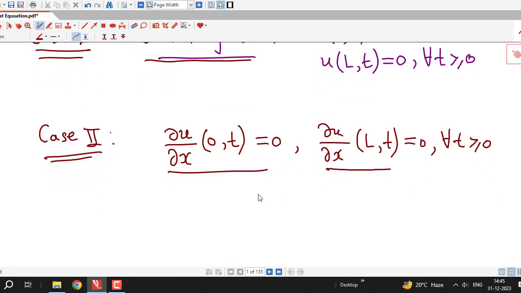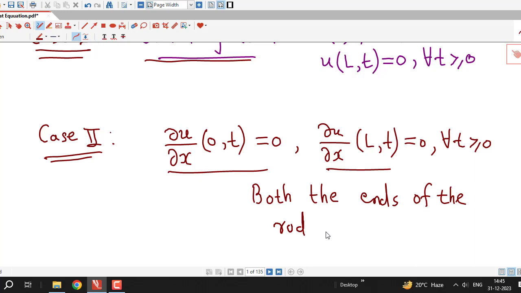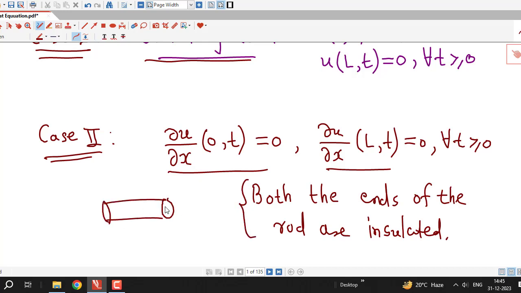This means we can say that both the ends of the bar or of the rod are insulated. This means no heat can flow through the ends. There is no passage of heat through the ends.